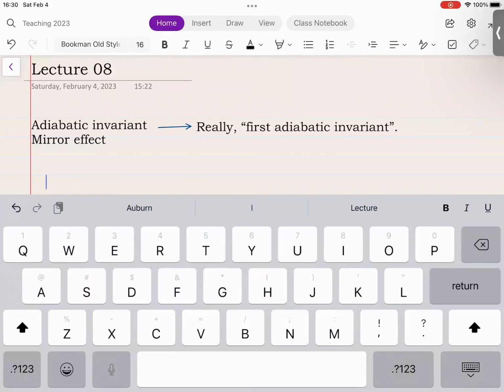Now, I'm going to refer to the first adiabatic invariant as the adiabatic invariant. That is what normally happens in plasma physics. When people say adiabatic invariant, they invariably mean the first adiabatic invariant, the one we've talked about, unless they specify a qualifier such as the second or the third adiabatic invariant.